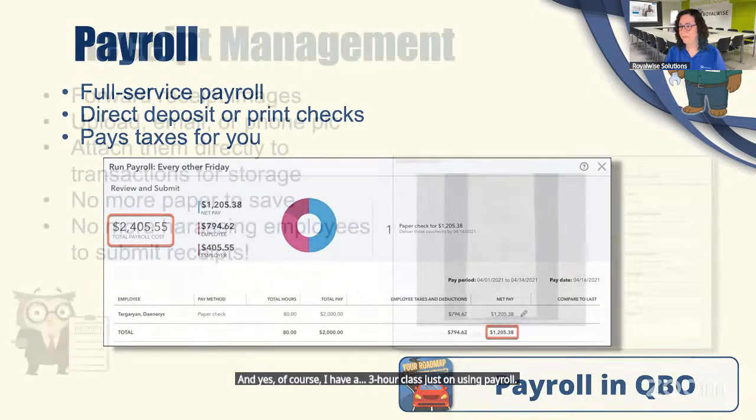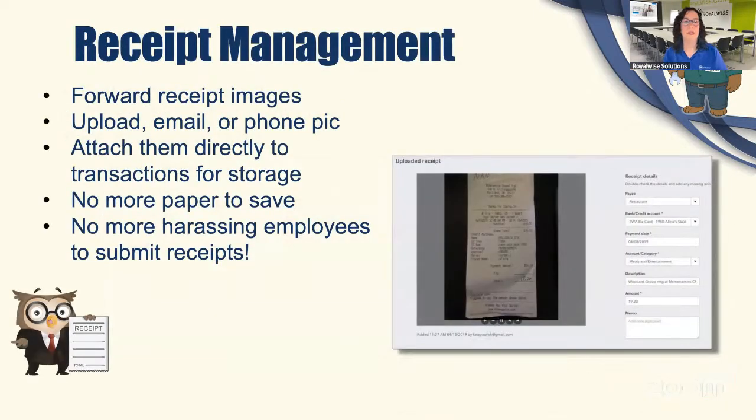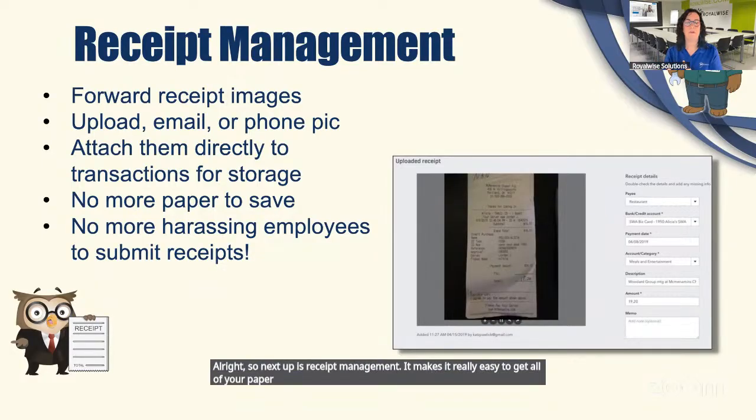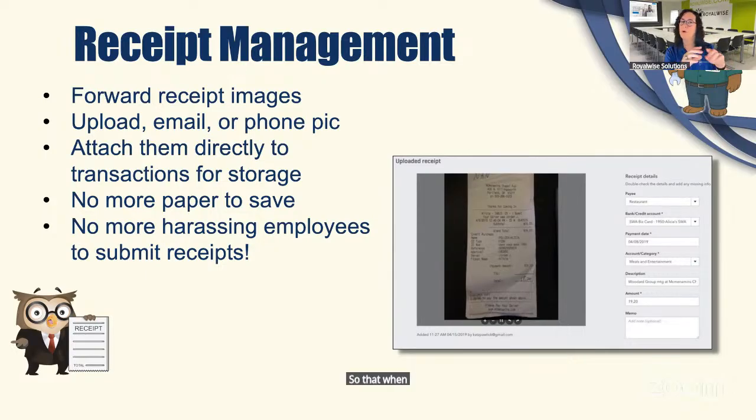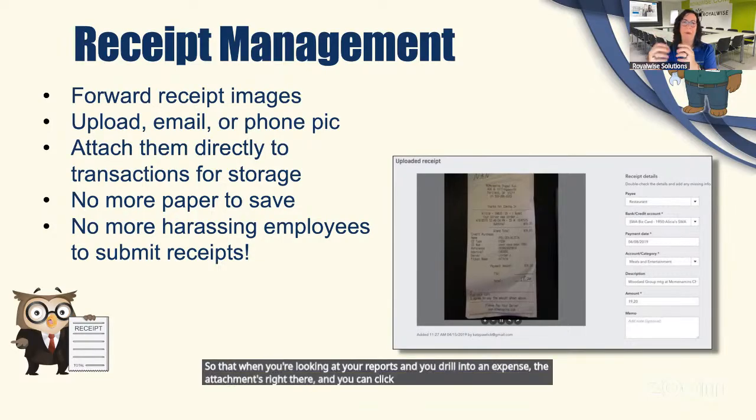All right. So next up is receipt management. It makes it really easy to get all of your paper receipts and all of your digital receipts into QuickBooks Online, which allows you then to attach it to the actual expense that it's for. So that when you're looking at your reports and you drill into an expense, the attachment's right there and you can click on it and pop it right up and you have a picture of the receipt.